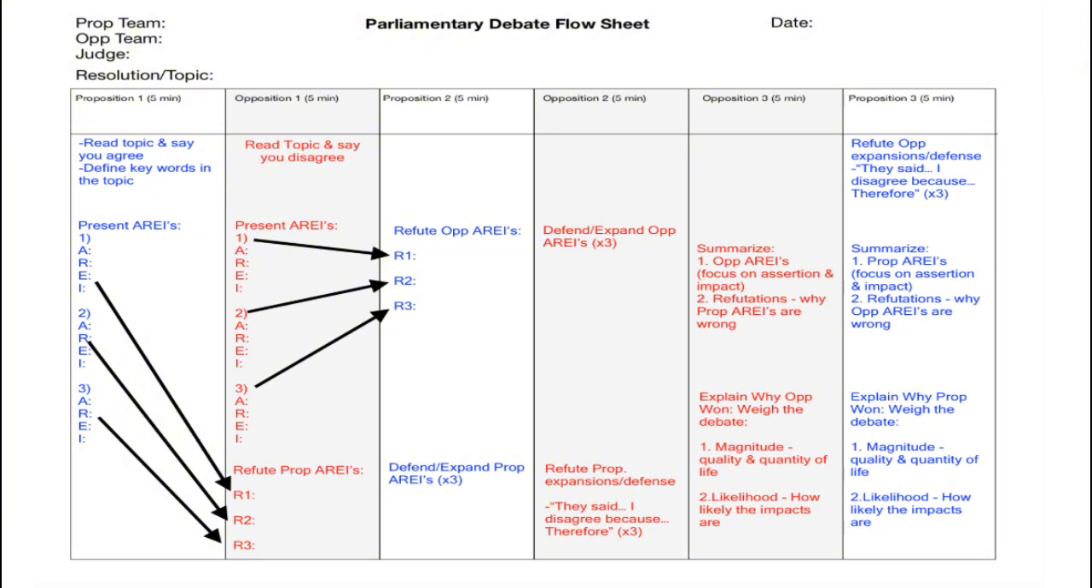And finally, both third speakers, Op 3 and Prop 3, talk about summarizing and then explain why you think you won the debate. This is called weighing. You can weigh on magnitude, which is quality and quantity of life, like how many people are affected and how big is the impact, how much are people being affected, like are they going to die, are they going to have a bad life, are they going to have a bad future, are they going to have bad health? These are all impacts that you can analyze.